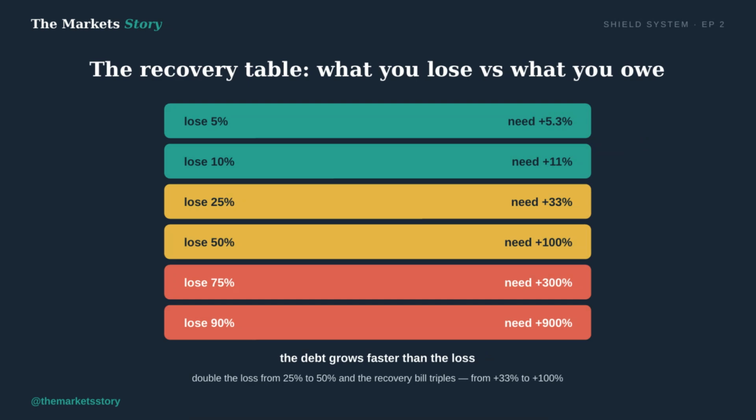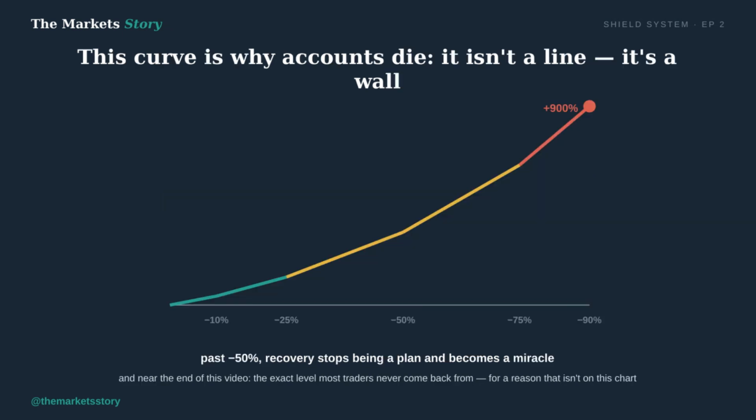Put the formula to work and look at what happens. Lose 5%, you owe 5.3. Lose 10, you owe 11. Manageable. But lose 25 and you owe 33. Lose 50, you owe 100. Lose 75% and you owe 300. And at 90% down, you need 900%, a 10-bagger, just to get back to zero. And notice, doubling the loss from 25 to 50 didn't double the bill. It tripled it. Plot that table and you get this curve.